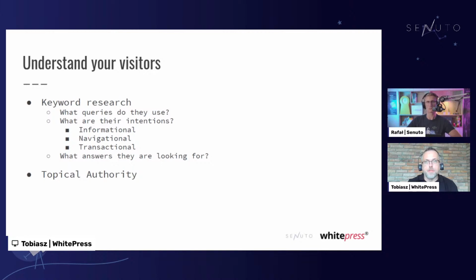Also, there are intentions behind these queries. We can group them into three main groups: informational, navigational, and transactional. Informational intention is when the user is looking for some specific information, like how to do something or where to find something. This is very general, and it doesn't really end in conversion on your website if you are running an e-commerce website.